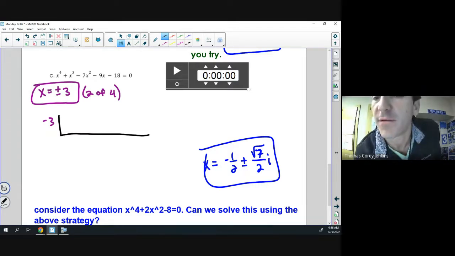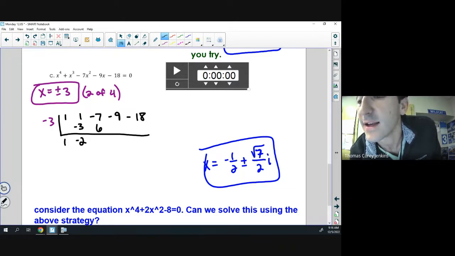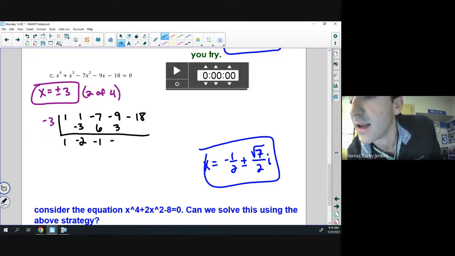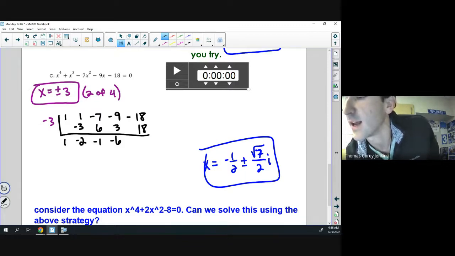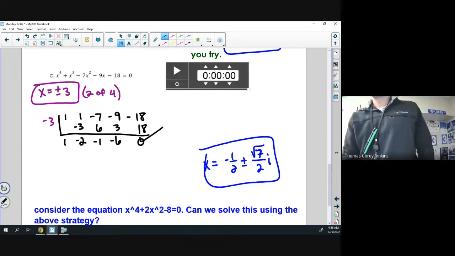So I'm taking -3 into 1, 1, -7, -9, -18. Start by bringing down the 1, and then you go through it. -3 times 1 is -3. Add to get -2. Multiply to get 6. Add again, -1. Multiply again, we get 3, and then add to get -6. Multiply to get 18. There's our remainder of 0. Got to have that, okay?